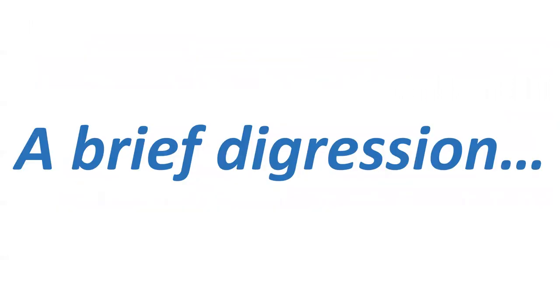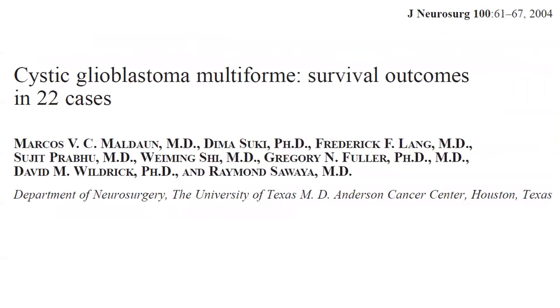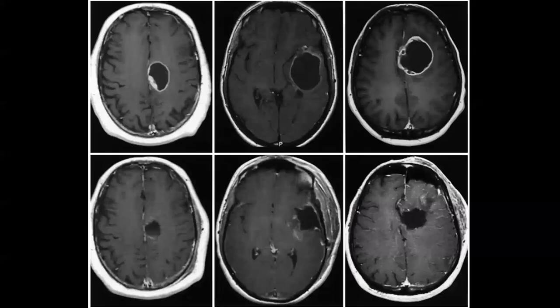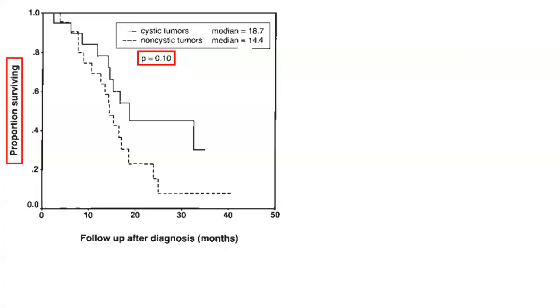Now, look, brief digression about cystic glioblastoma. We're going to get to the bottom line of this tumor in just a second. Let's do a brief digression. This is a paper that we published way back in 2004, Cystic Glioblastoma Survival Outcomes, 22 Cases. And you can recognize senior author Dr. Sawaya, other neurosurgeons here. You can see Dr. Lang and Dr. Prabhu. And here's just a panel, pre-op on top, post-op, gross total resection, which in glioblastoma is defined as removing all of the contrast-enhancing part.